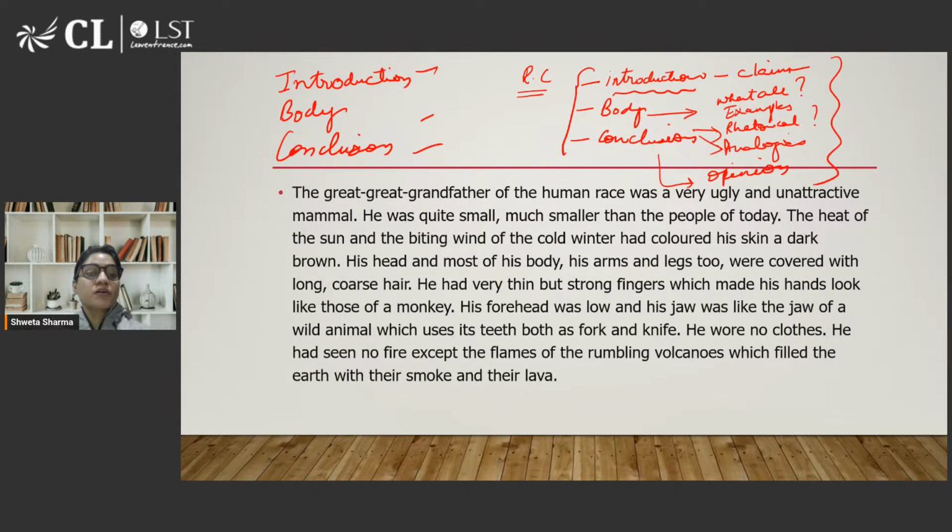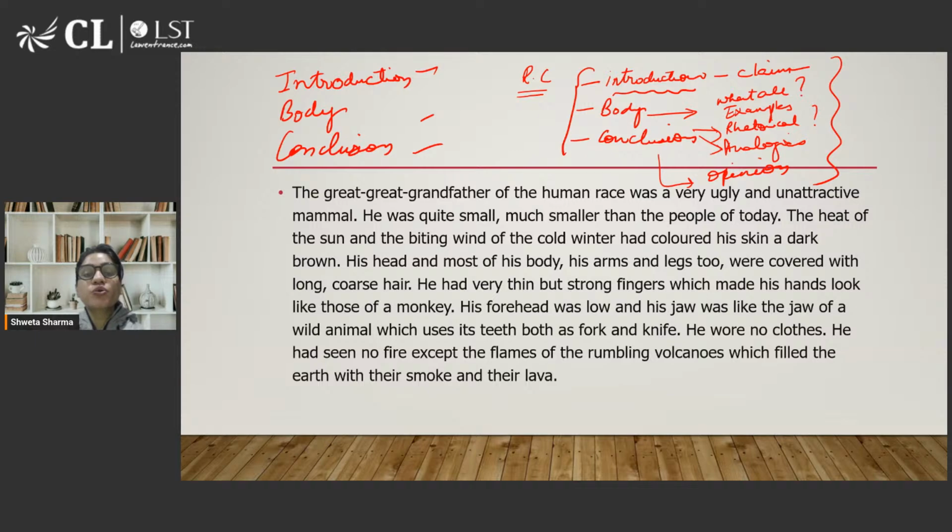Okay, then it says the great grandfather of the human race was a very ugly and unattractive mammal. He was quite small, much smaller than the people of today. The heat of the sun and the biting wind of the cold winter had colored his skin a dark brown. His head and most of his body, his arms and legs too, were covered with long coarse hair. He had very thin but strong fingers, which made his hands look like those of a monkey. His forehead was low, and his jaw was like the jaw of a wild animal, which uses its teeth both as fork and knife. He wore no clothes. He had seen no fire except the flames of the rumbling volcanoes, which filled the earth with smoke and lava. So, the great grandfather of the human race was a very ugly and unattractive mammal, right?